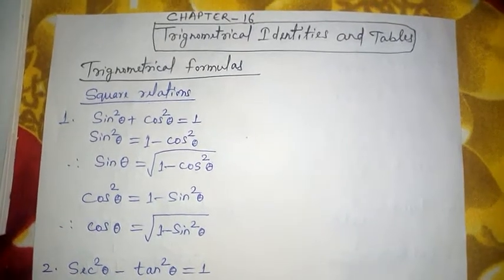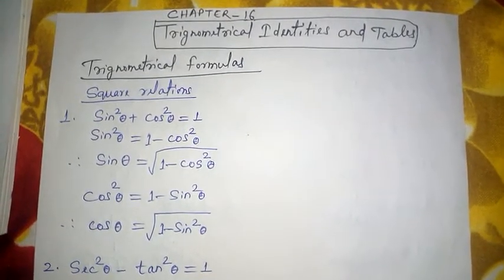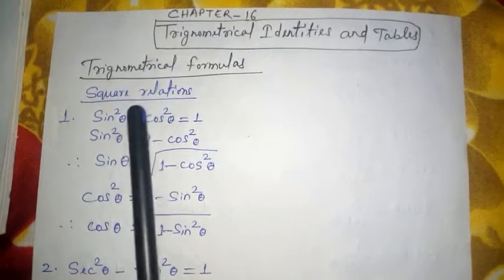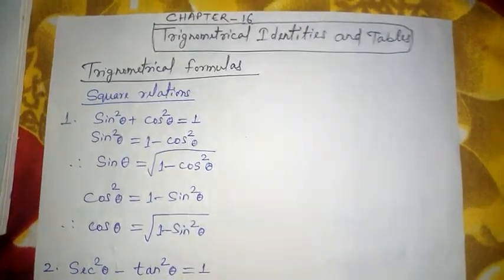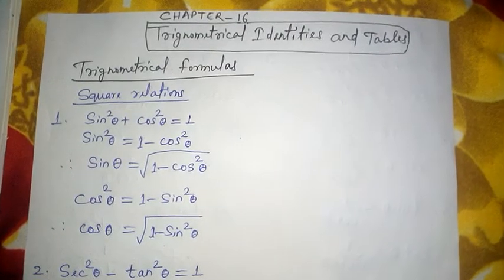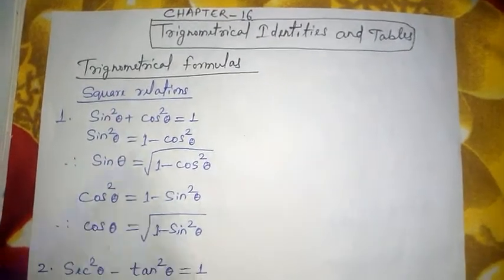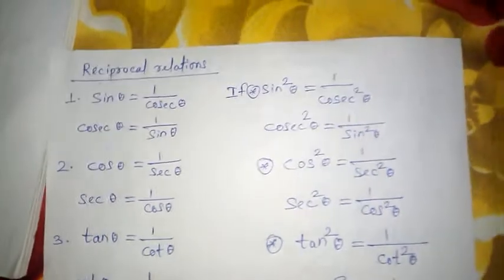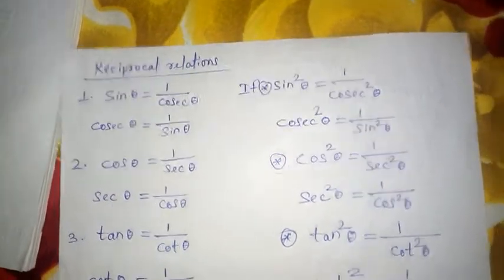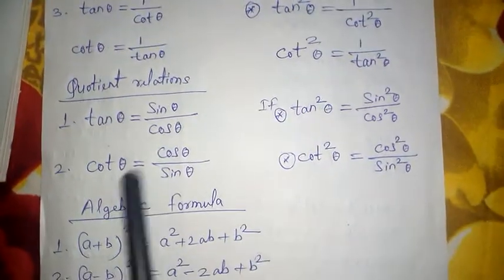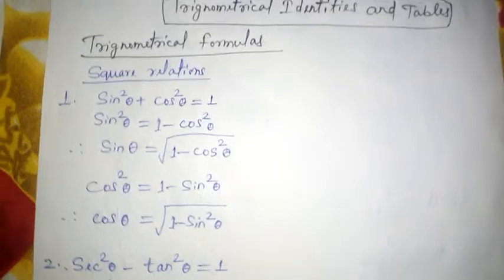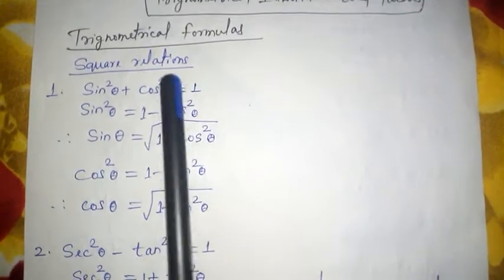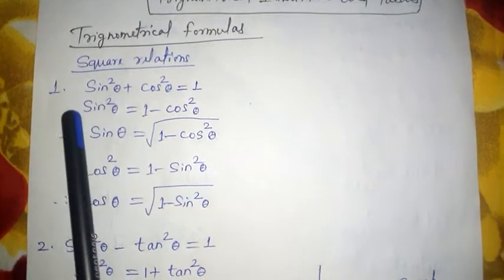First of all, we should learn some very important formulas of this chapter. These trigonometrical formulas have been divided into three sections: one is square relations, the second is reciprocal relations, and the third is quotient relations. Some algebraic formulas are also very important here. So let us begin with square relations.